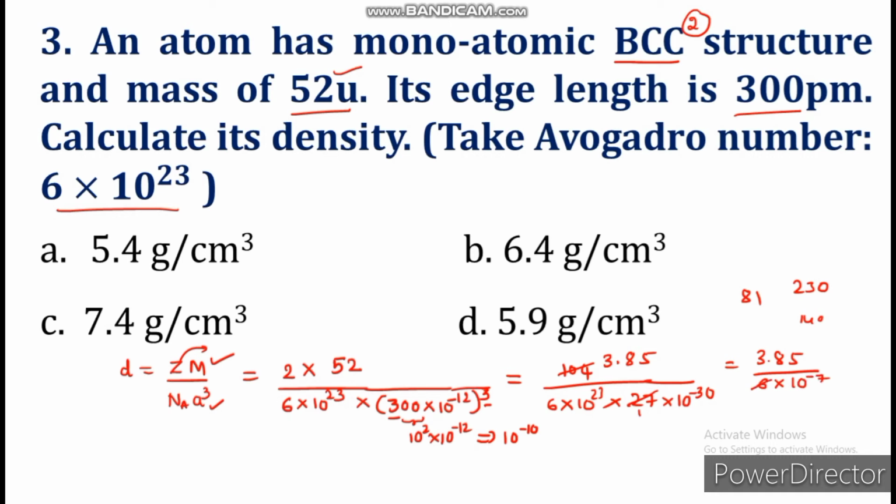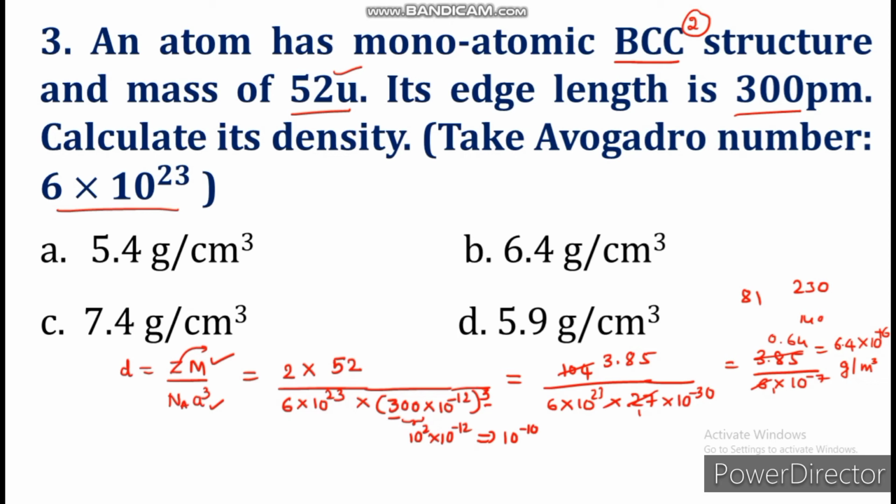Now if you simplify, 6 ones are 6, 6 sixes are 36, 2 left, 25, 6 fours are 24. So approximately what do you get? If I shift this point here, 6.4 into 10 to the power minus 6. Just a second, it's plus 6. So 6.4 into 10 to the power plus 6 gram per meter cube. This is gram per meter cube, because here we are writing in terms of meter.